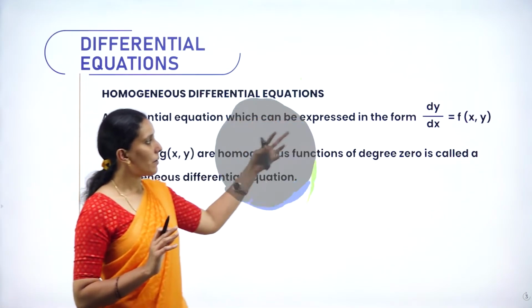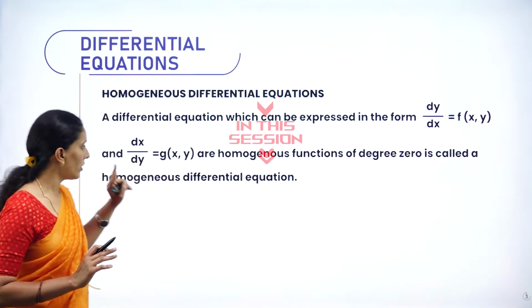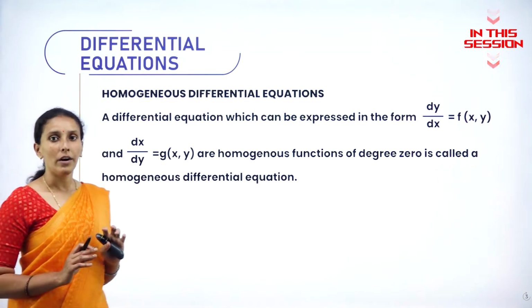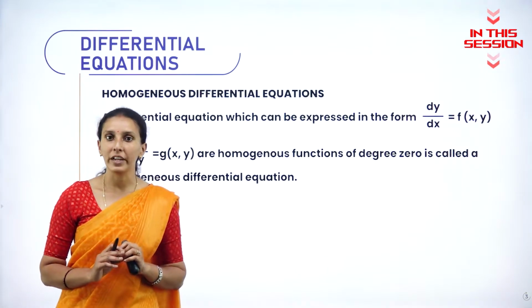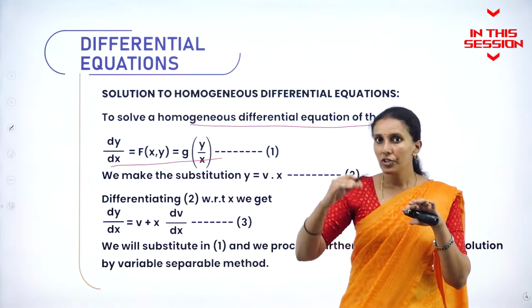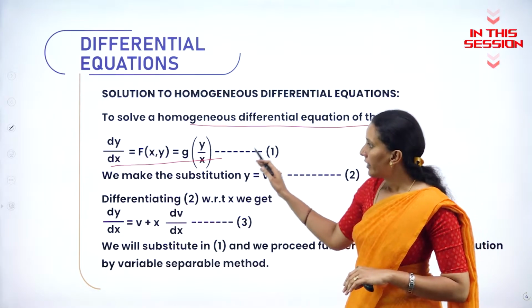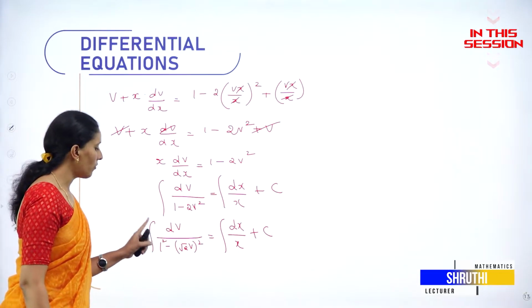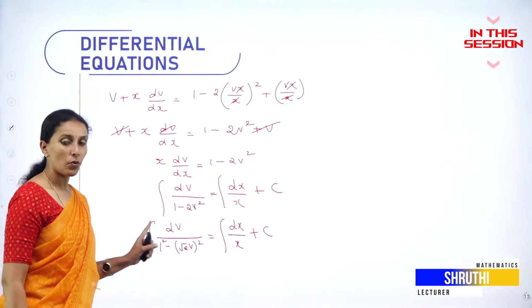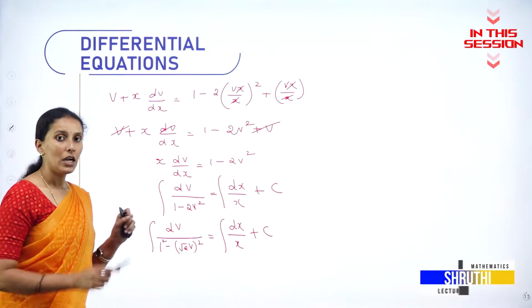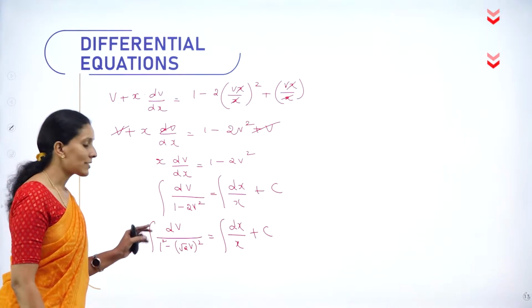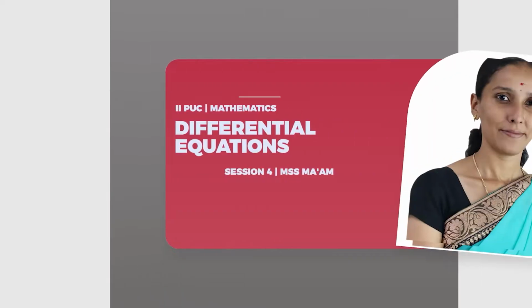The derivative can be expressed in dy by dx or dx by dy. They are called homogeneous functions of degree 0. If the equation can be written in the form of y by x in every variable, then it is of the form dy by dx. Now this is of the standard integral of the form a square minus x square. So what is a square minus x square? It is 1 by 2a log of (x minus a) by (x plus a).